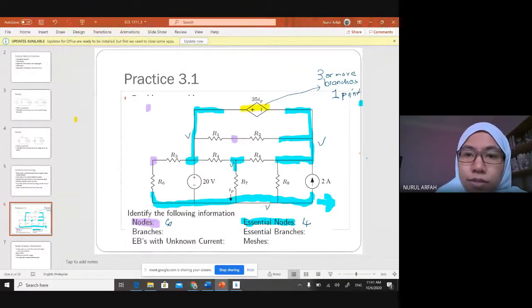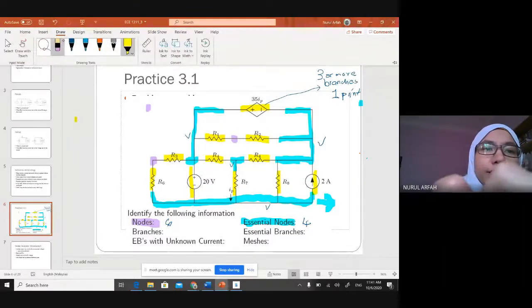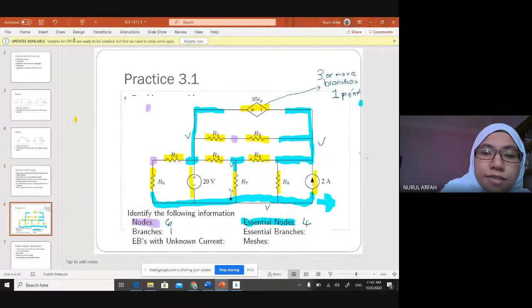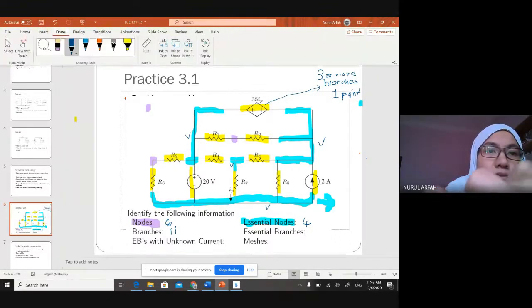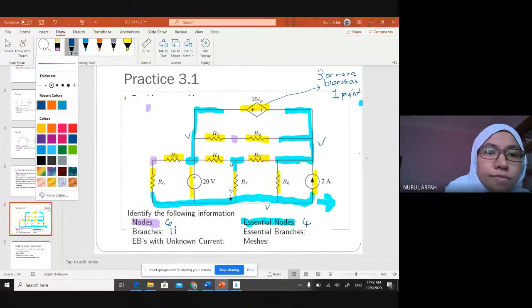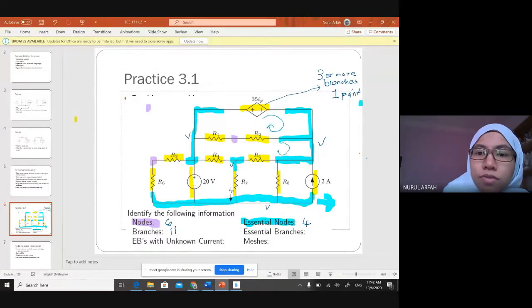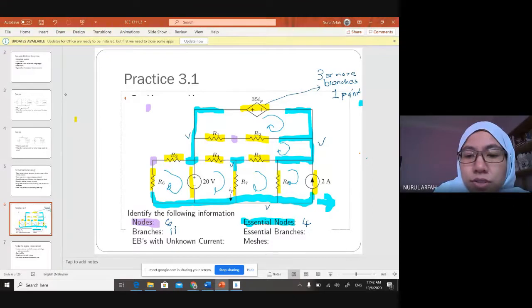1, okay. 2, then 3, 4, 5, 6, 7, 8, 9, 10, 11, right? Do you agree? Agree. Branches? Yes, 11. How many meshes or loops do we have? A closed loop? 6. 6, also 6. 1, 2, 3, 4, 5, and 6. Yes. So this is 6.